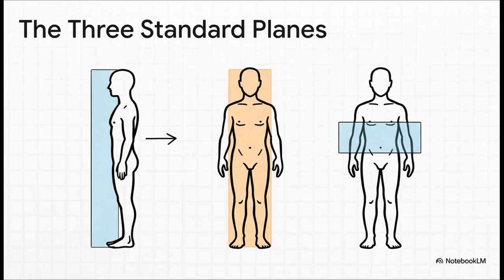And it really boils down to three main planes. The sagittal plane, that's your side view, splitting you into left and right. The coronal plane slices you front to back. And the transverse plane, that's a cross-section, looking from the top down or bottom up. These are the absolute fundamentals, the north, south, east, and west of human anatomy.